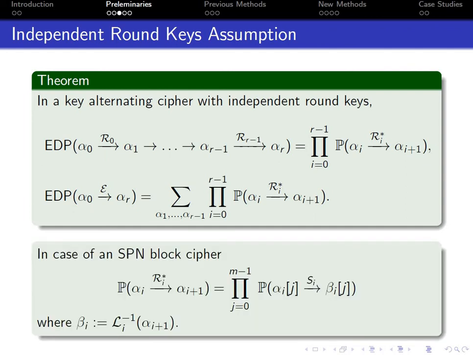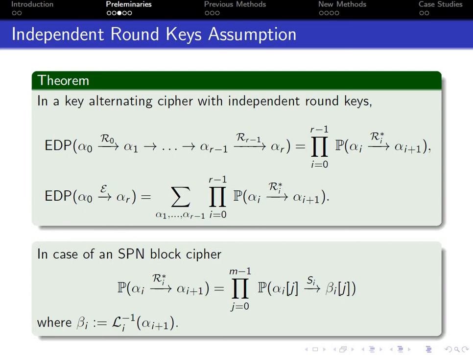It is noteworthy to mention that, in the case of an SPN block cipher, differential probability over one round is multiplication of differential probabilities over each of m S-boxes. Therefore, expected differential probability of a differential characteristic is just reduced to be multiplication of differential probabilities over active S-boxes in the characteristic. Computing expected differential probability of a differential characteristic under this assumption is very easy.